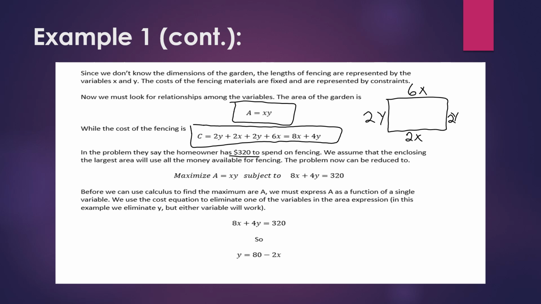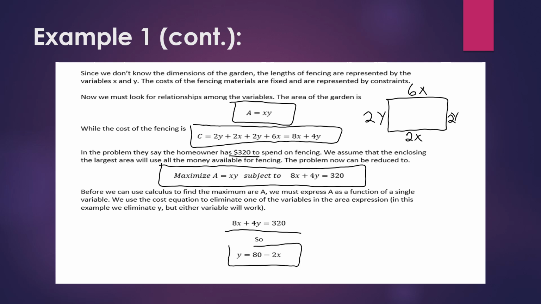So this gives us two equations. We're trying to maximize the area, which is X times Y, and we're subject to the restriction that 8X plus 4Y equals 320. So what we can do is solve for one of these two variables, X or Y. If I take my equation 8X plus 4Y equals 320, I'm going to solve for Y in this case. You could absolutely go ahead and solve for X. Both of those will be fine. I get that Y equals 80 minus 2X.